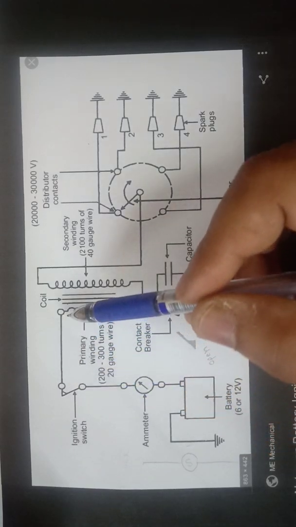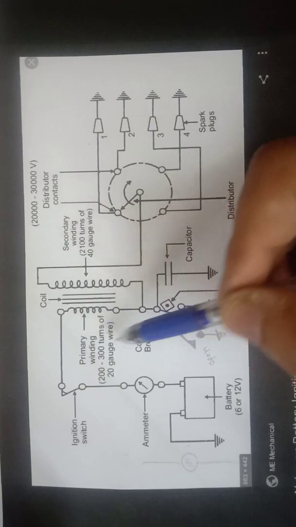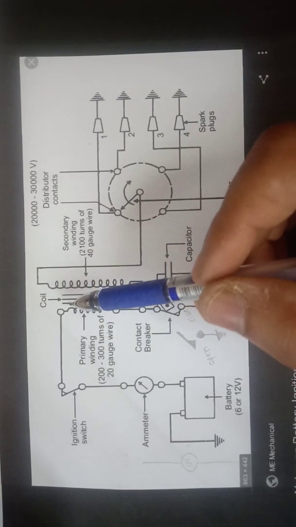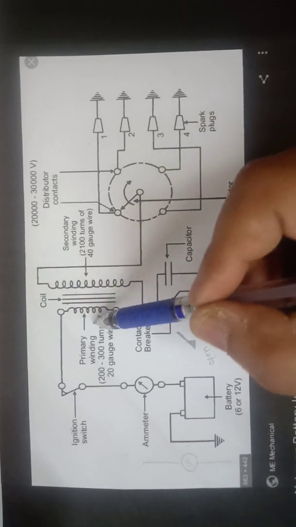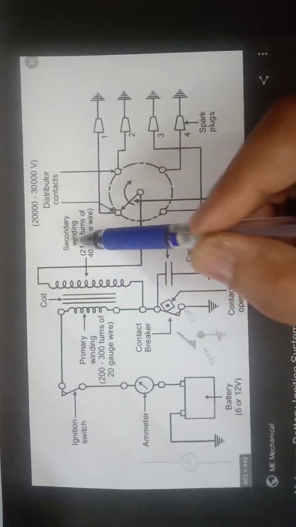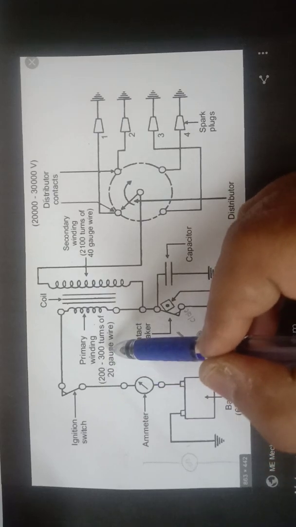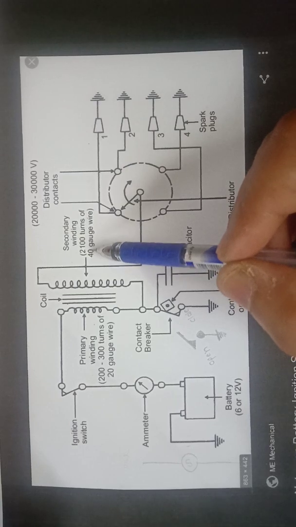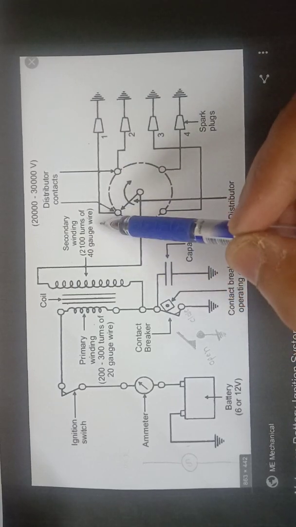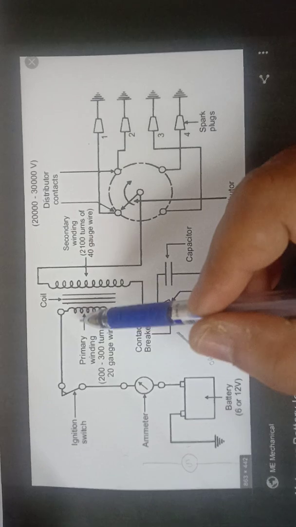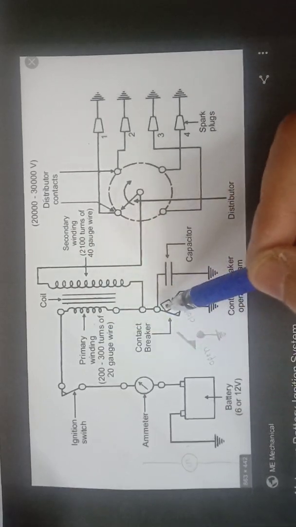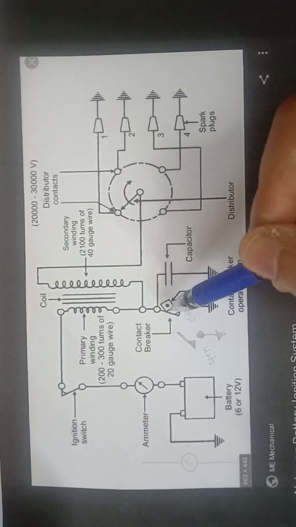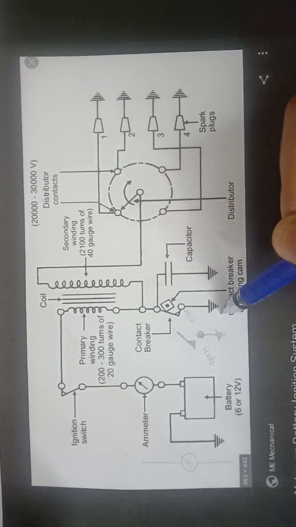The ignition switch is connected to the coil, or we can say the step up transformer. The coil has two windings, one is the primary winding and the other is the secondary winding. The primary winding has 200 to 300 turns of 20 gauge wire. The secondary winding has 21,000 turns of 40 gauge wire. Now this primary winding is connected to the contact breaker point as shown in this figure, and the other point of the contact breaker is grounded like this.